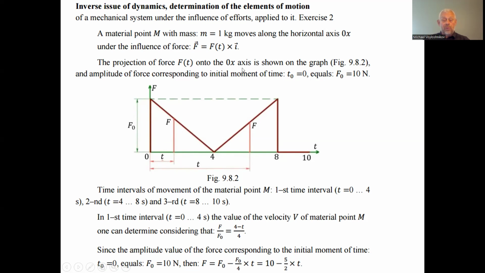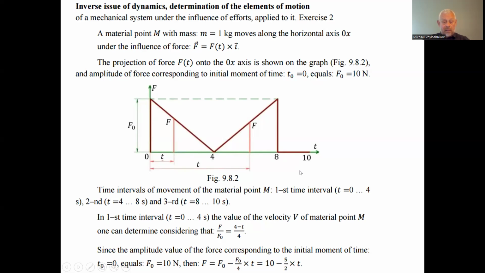The projection of force onto this abscissa axis is shown on the graph. So first, the force increases immediately to the magnitude of F0. Within 4 seconds, the force reduces to 0. Next, it increases linearly, up to the time equal to 8, to the same level. And next, the force remains 0 after time equal to 8 seconds.